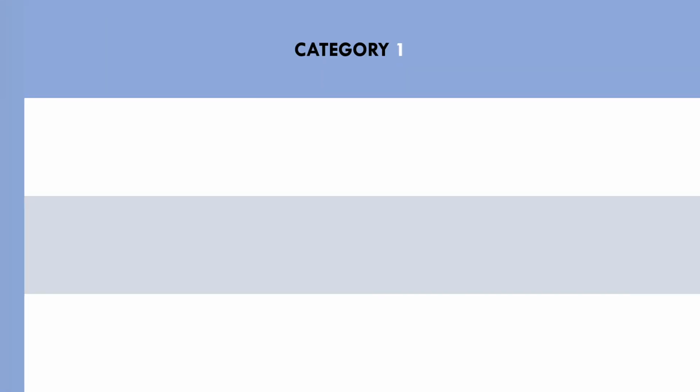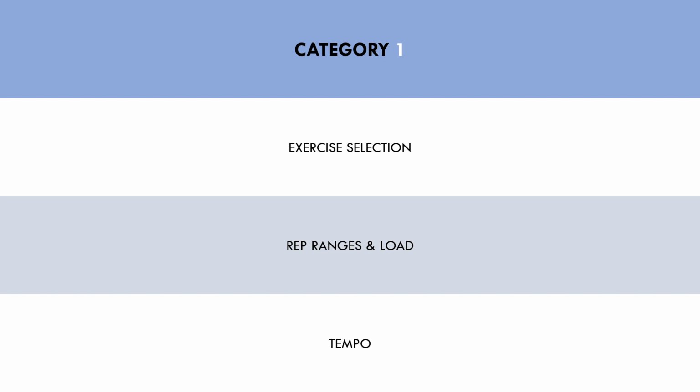In the first category, we have exercise selection, rep ranges and load, and tempo. These 3 variables should be the first variables to be manipulated because they are almost certainly not going to inhibit hypertrophy outcomes. If we can still train by changing these 3 variables, then our training stimulus probably won't be any less effective. The first variable we can change is exercise selection.